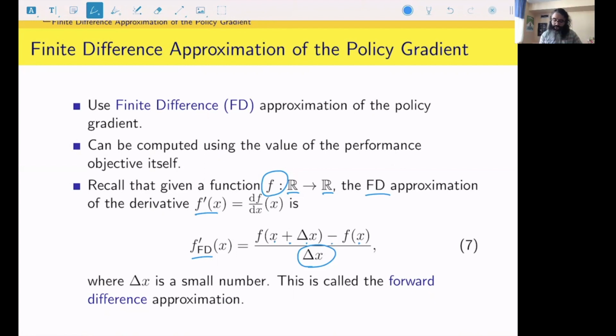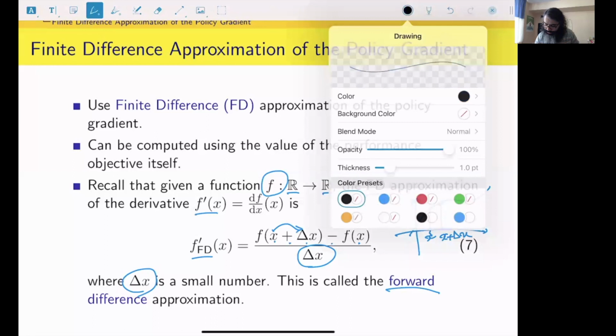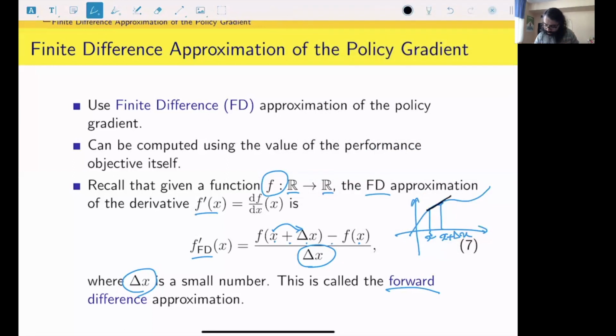Usually we take a small step size for delta x. This is called the forward difference approximation, because we start from x and move forward a little bit and then compute the difference. If this is the function, here is x, and this would be x plus delta x. We approximate the derivative with this slope.